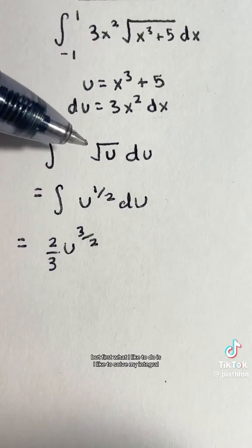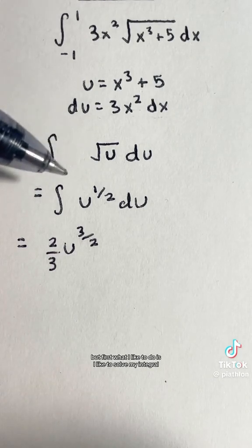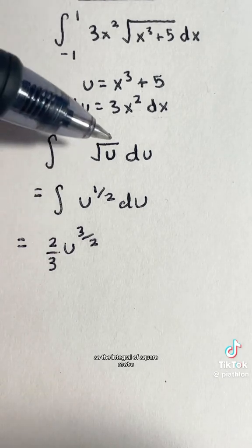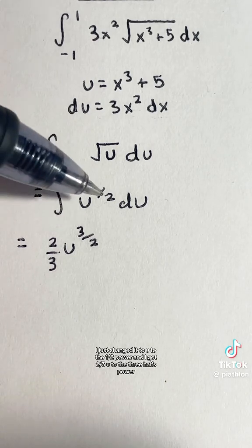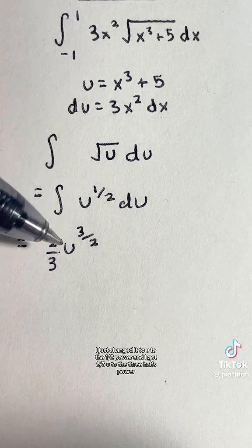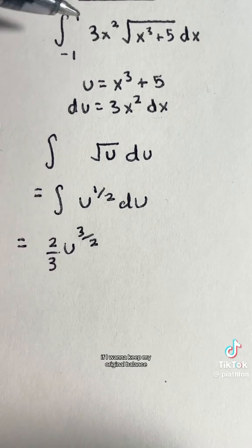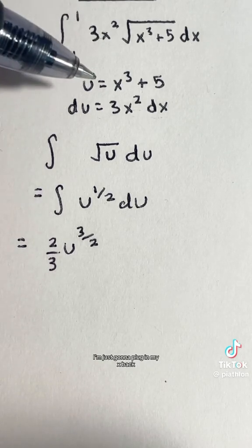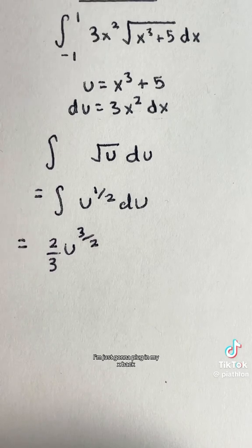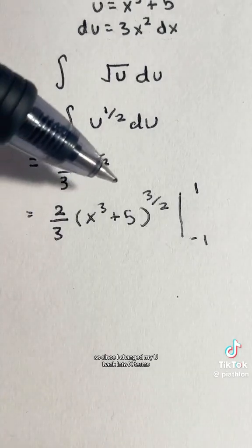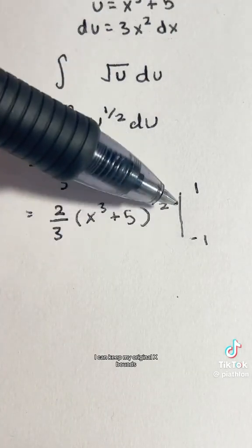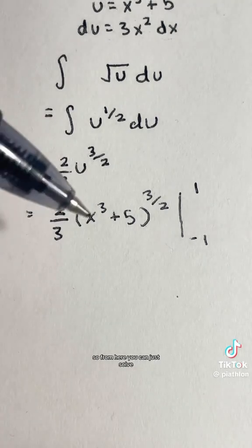So first, what I like to do is solve my integral. The integral of square root u, I just changed it to u to the 1/2 power, and I got 2/3 u to the 3/2 power. And then from here, if I want to keep my original bounds, I'm just going to plug my x back in. Since I changed my u back into x terms, I can keep my original x bounds. So from here, you can just solve.